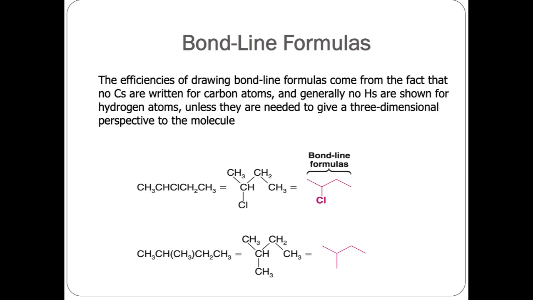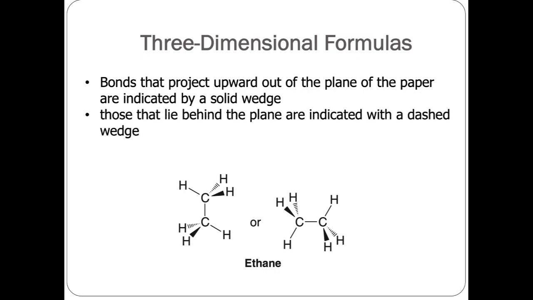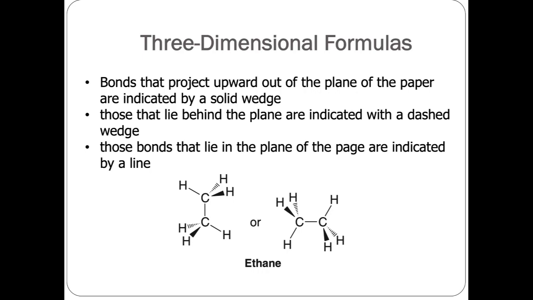The efficiencies of drawing bond-line formulas come from the fact that no Cs are written for carbon atoms, and generally no Hs are shown for hydrogen atoms, unless they are needed to give a three-dimensional perspective to the molecule. Three-dimensional formulas. Bonds that project upward out of the plane of the paper are indicated by a solid wedge. Those that lie behind the plane are indicated with a dashed wedge. Those bonds that lie in the plane of the page are indicated by a line.